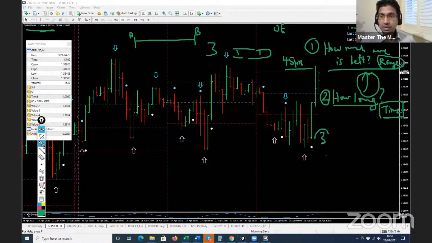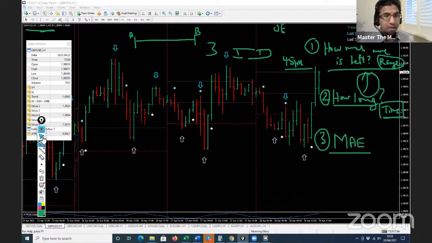The third thing that you must then know, traders, after how much move is left and how long it takes to get there, is what we call technically the maximum adverse excursion. How much does it move against you before it gets to your target?